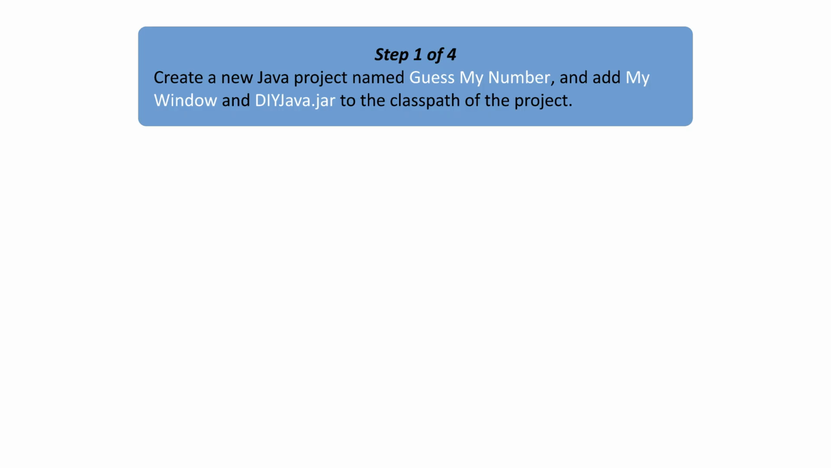First, create a new Java project named Guess My Number and add MyWindow and DIY-java.jar to the class path of the project. Hint: MyWindow is a Java project. DIY-java.jar is an external jar file. To add the MyWindow project, click the Projects tab, click Class Path, and Add, then select MyWindow. To add the DIY-java.jar external jar file, click the Libraries tab, click Class Path, and click Add External Jar.